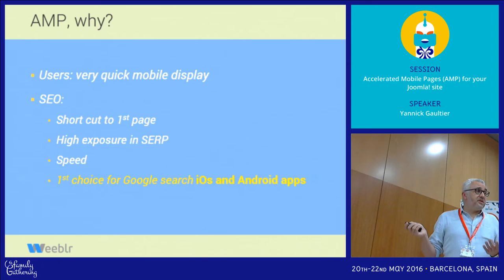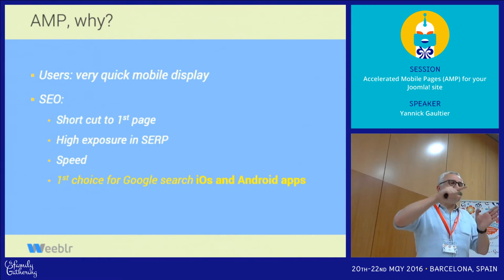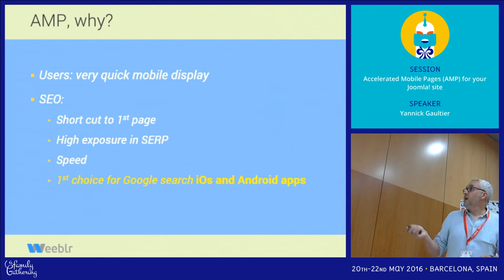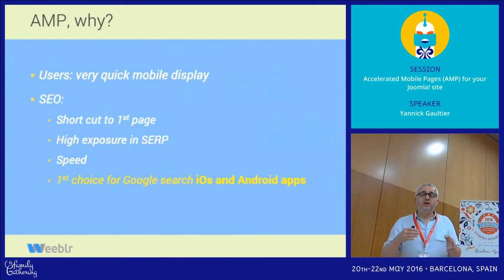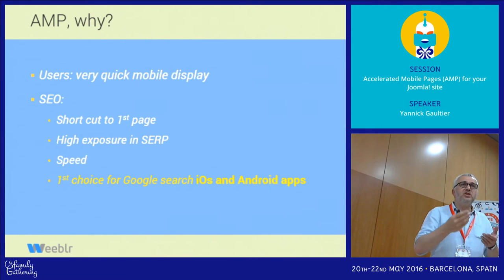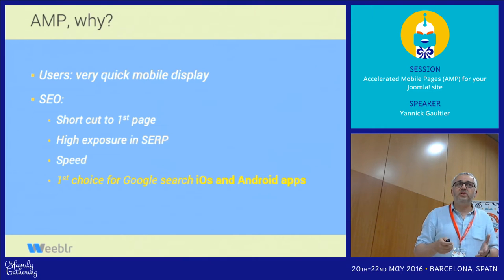From a purely SEO standpoint, as you've seen, you get a shortcut to the first page. If you are within those between 12 and 19 results in the carousel, then you get a shortcut to the front page. That's pretty good. If you get there, not only do you get to the first page, but you get very good exposure. So you know about having a good description on your pages to entice your user to click and come to your site. This is even bigger. You get a nice image, and so that's really positive. We expect the click-through rate to be very high.